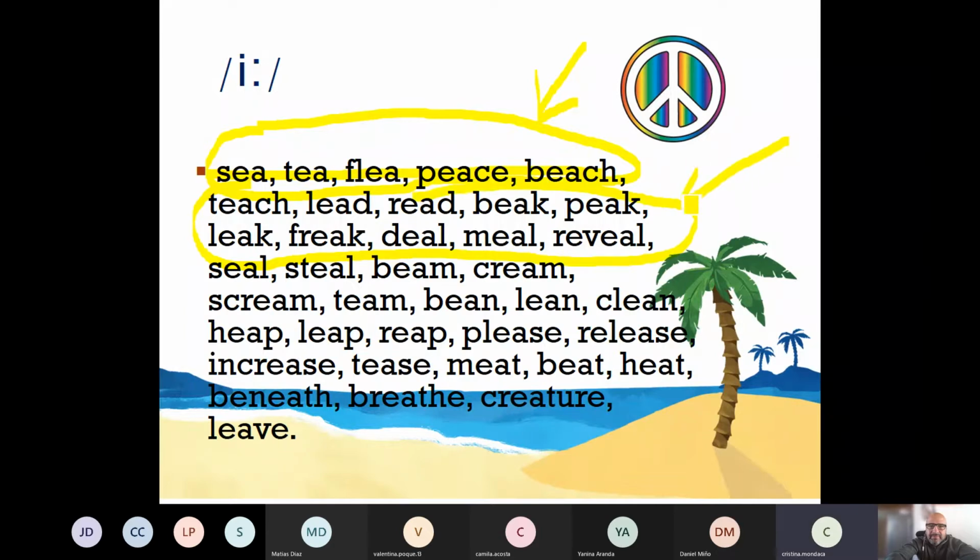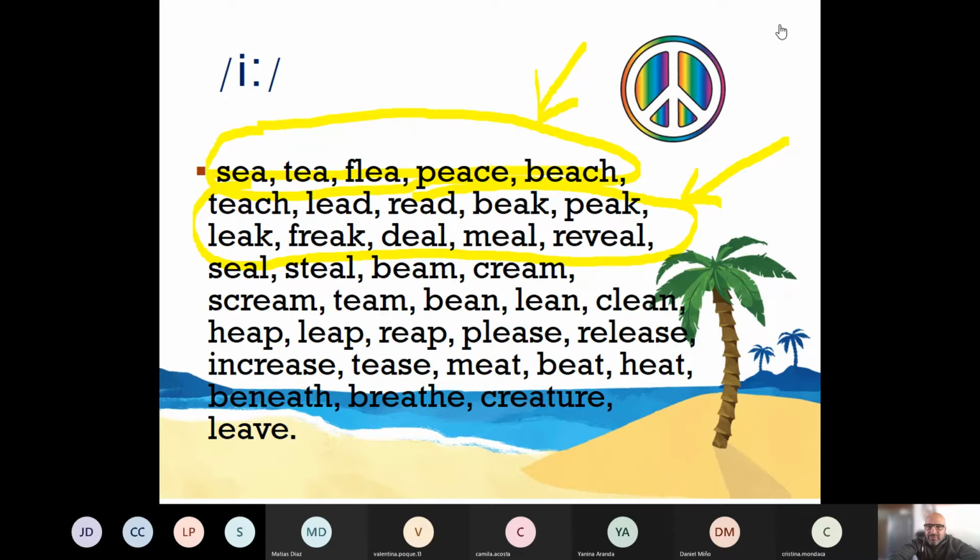Teach, lead, read, peek, pick, lick, freak, deal, meal, reveal. Perfect. Thank you so much. Very well done.